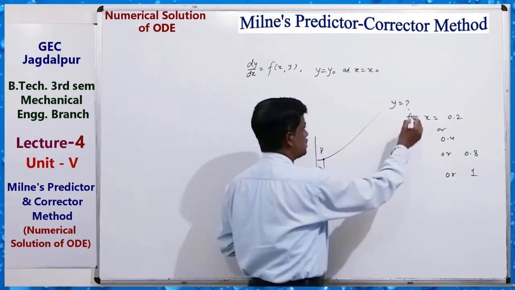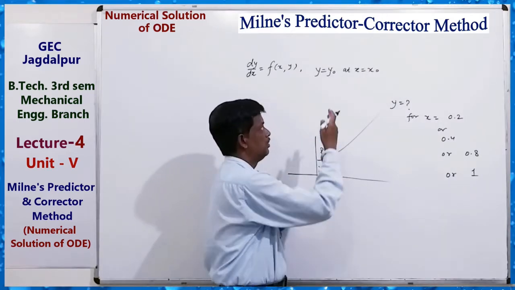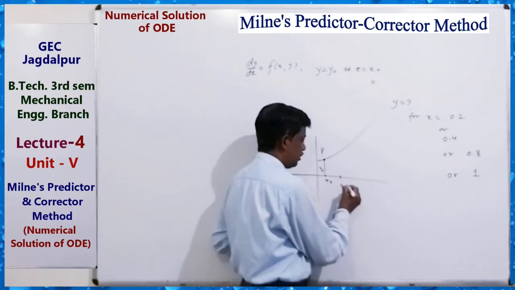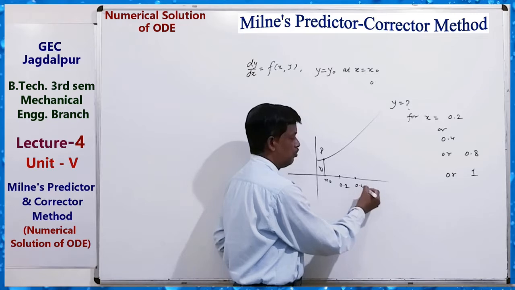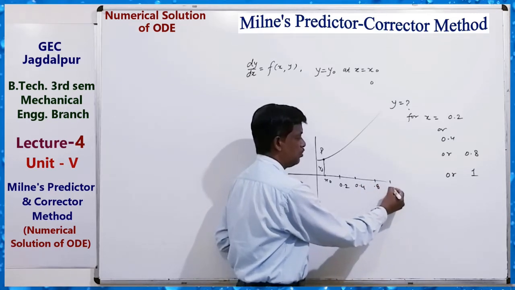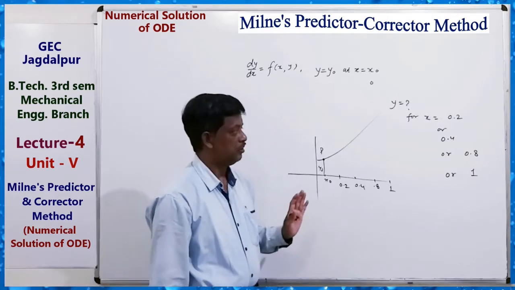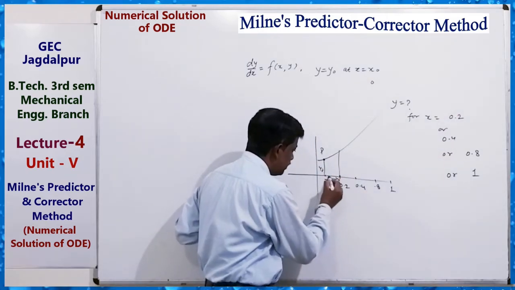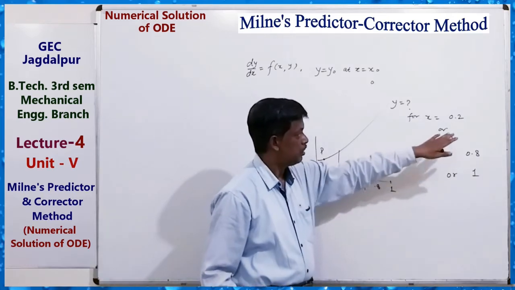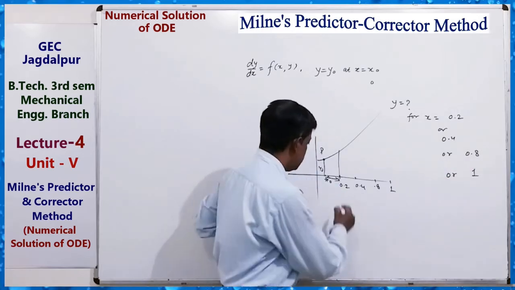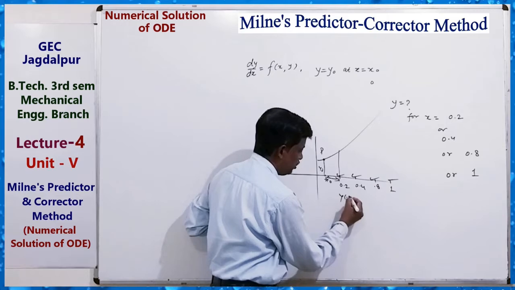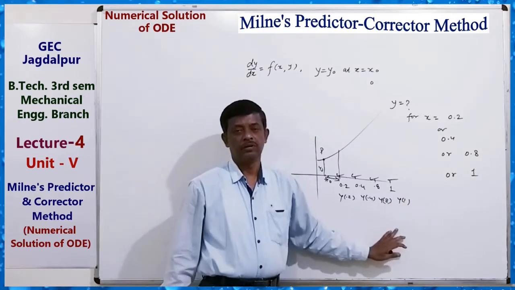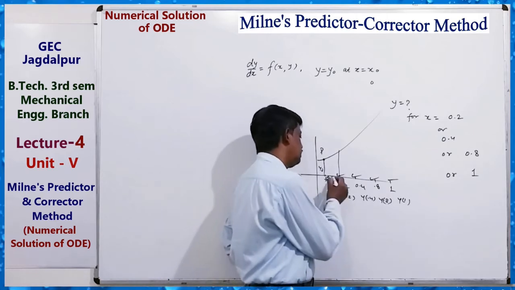Now this is x0, if this is 0, then for 0.2, 0.4, 0.8, 1, if we want to find the value here, then we can take this as a single interval. And if we want to find the values at each of these points, y at 0.2, y at 0.4, y at 0.8, y at 1, then we can treat this as h.